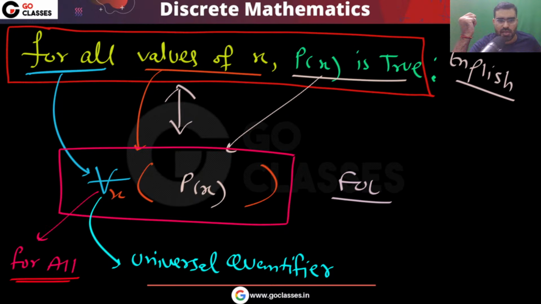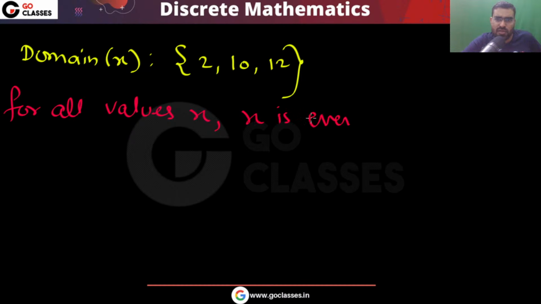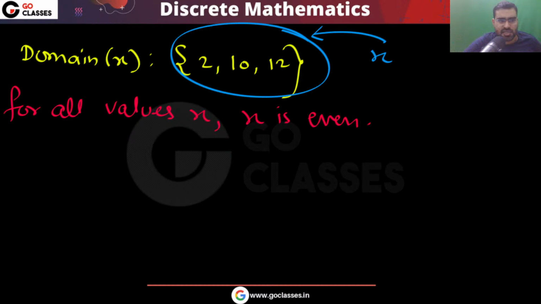Okay, very simple. So for example, let me give you an example. Consider this domain. Let me give you the domain of x, like 2, 10, 12. Let's assume this is the domain. Now you can easily see that for all values of x, x is even, right? You can clearly see, for all values of x, because x can take only these values. The domain of x is this. X cannot take any other value.